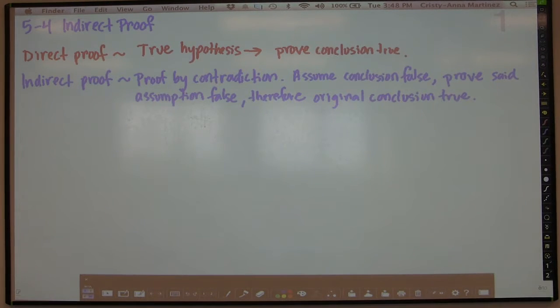It is chapter 5, section 4, and today we'll be talking about indirect proof. We already don't like proof writing as it is, so indirect proof can be kind of tricky, but hopefully we'll smooth it all out for you so it's not as bad as you think.